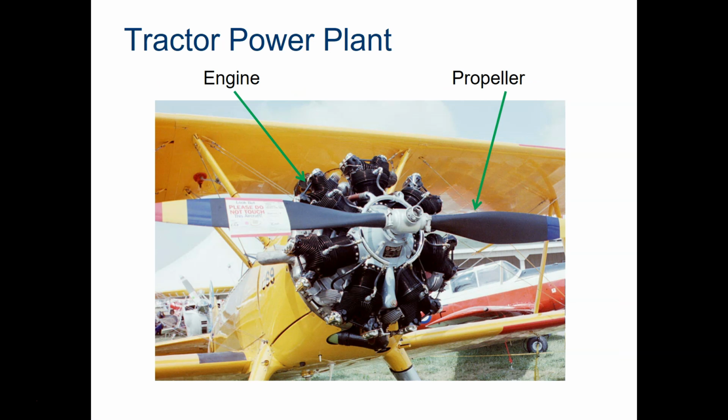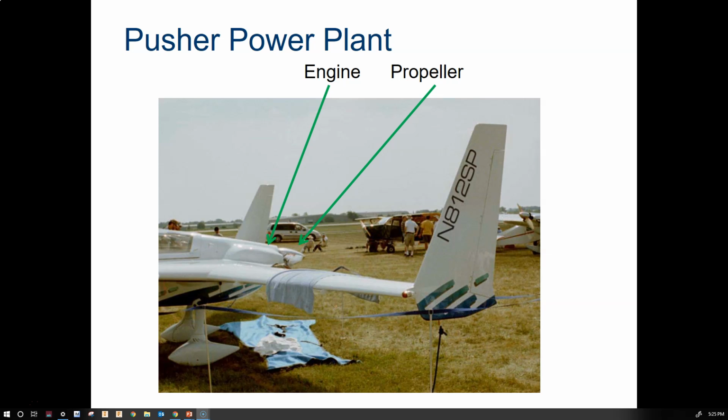A tractor power plant is where you have the engine and propeller in front of the cockpit. It literally pulls the airplane along. Early airplane engines were also designed so that both the engine block and the shaft spun. That's like the one that you see here in this image. Pusher power plants are like the opposite of a tractor power plant. They literally push the aircraft through the air.